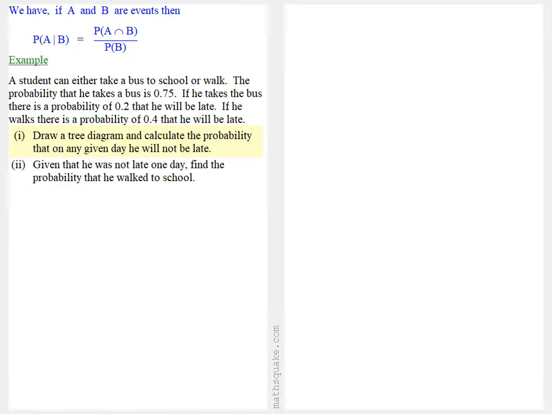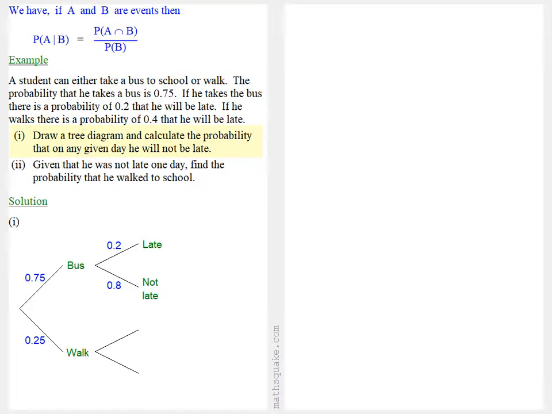Well, to draw the probability tree, we start with 2 possible outcomes. He could take a bus or he could walk. The probability of taking a bus is 0.75 and the probability of walking is 0.25. If he takes the bus, there are 2 options. He may be late or he may not be late. The probability of being late is 0.2 and the probability of not being late is 0.8.